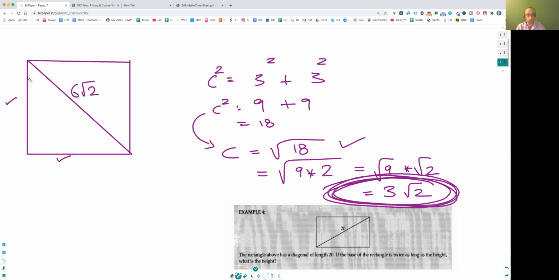In a square, remember, this is 45 degrees too, this is 45 too, this is 90. So if this is 6 square root 2, find out this side and this side. And then find out the area of this entire square, not the triangle. Remember, not the triangle, just the square.